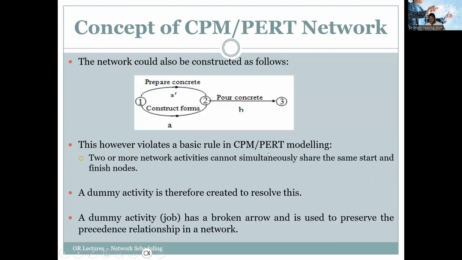All right, so the network could also be constructed as follows. So this is what I represented earlier on, right? But because we can have two, which will violate the basic rule of the CPM PERT modeling, that is, two or more network activities cannot simultaneously share the same start node and the same finish node. So a dummy activity is therefore created to resolve this. A dummy activity has a broken arrow and is used to preserve the precedence relationship in the network.